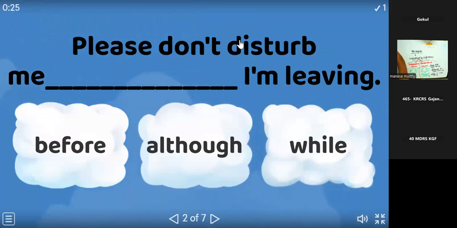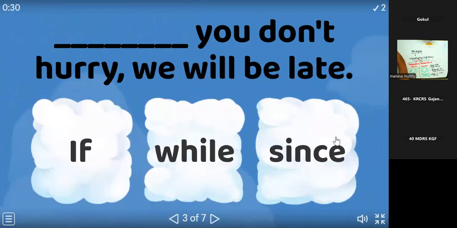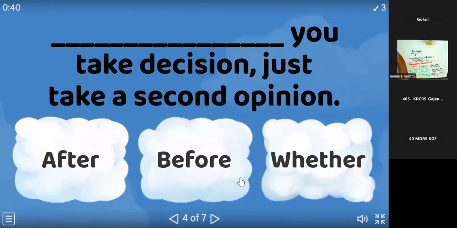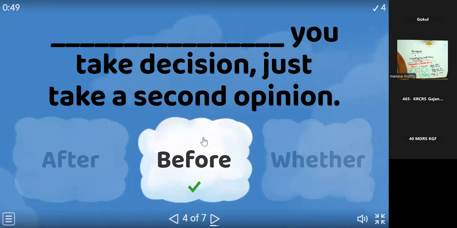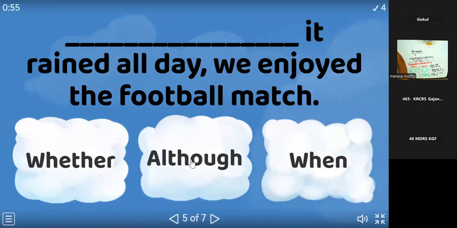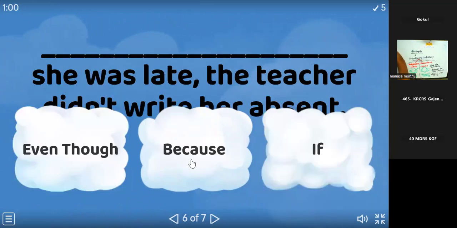Please don't disturb me while I'm leaving. Exactly. This we already understood. Since few questions weren't much visible, I changed the template. Dash, you don't hurry. We will be late. If you don't hurry, we will be late. Correct. Dash, you take decision, take a second opinion before, as you understood, as you told me before correctly. Dash, it rained all day, we enjoyed the football match. Although, exactly, students, thank you so much. Great response. Dash, she was late, the teacher didn't write her absent.